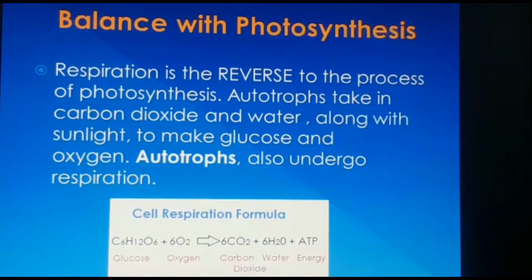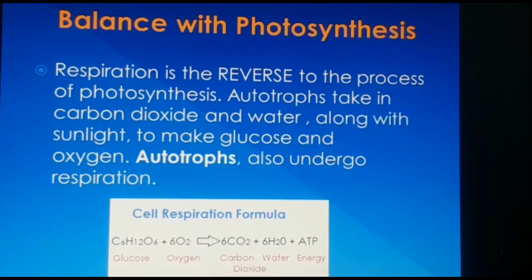Now, children, we have to understand the relation of photosynthesis with respiration. Respiration is the reverse of the process of photosynthesis. How? Because the autotrophs, which are plants, take in carbon dioxide and water during the daytime along with sunlight, obviously in the presence of chlorophyll, to make glucose and oxygen. And the human beings, what do we do? We take this oxygen produced by the plants and we give out carbon dioxide and water.